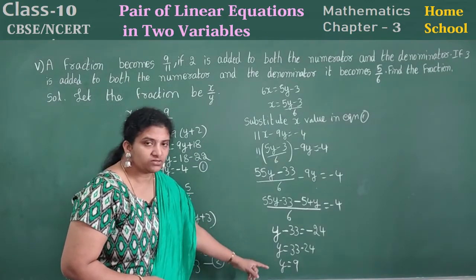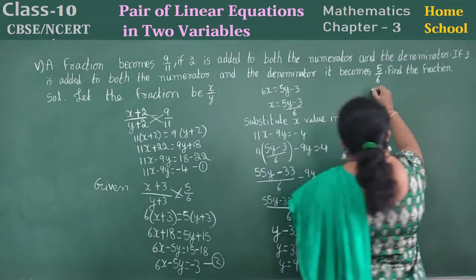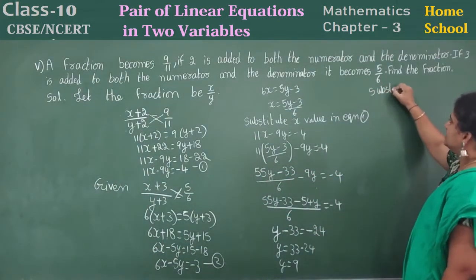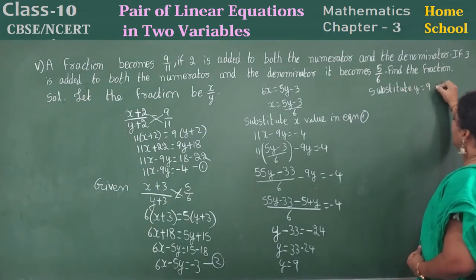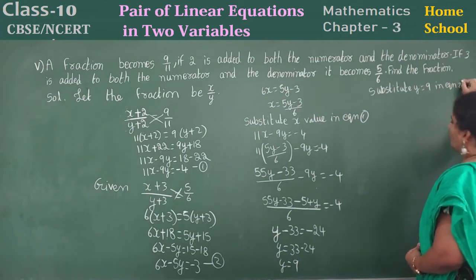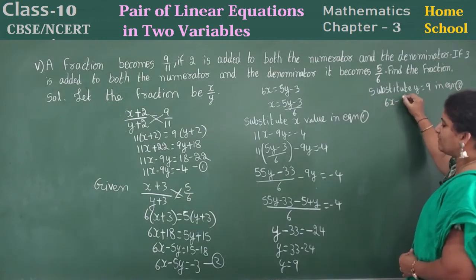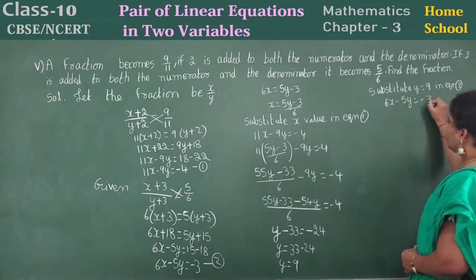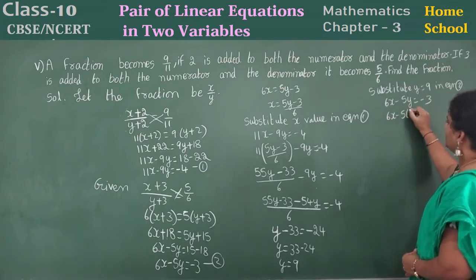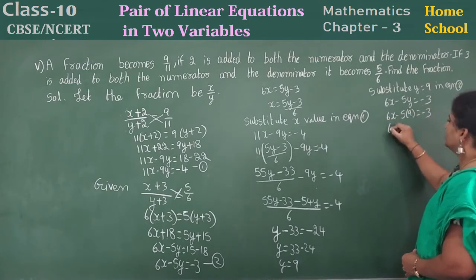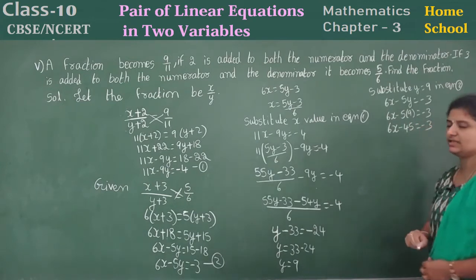We got y. So substitute this y value in this, you are going to get your x value. Substitute y is equal to 9 in equation 1 or 2. Anyone you can take. So let me take equation 2, children. 6x minus 5y is equal to minus 3. So now y value is 9. 5 into 9. 6x minus 9 5s are 45 is equal to minus 3.